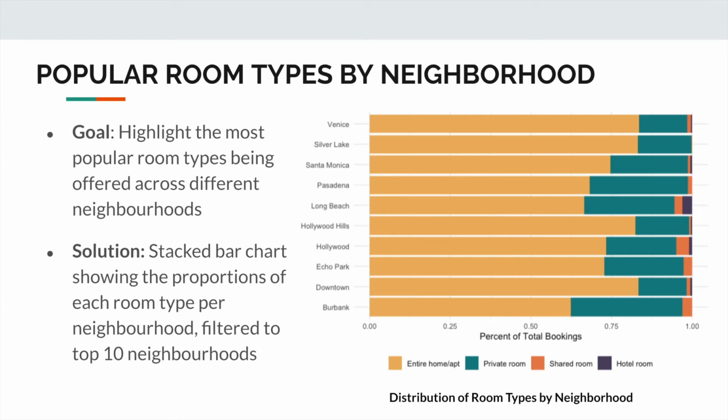In order to show proportions of room types belonging to each neighborhood, we chose a stacked bar chart, making comparisons easier. Finally, color is used as a channel to differentiate room type ranging from entire apartments, private rooms, shared rooms, to hotel rooms.